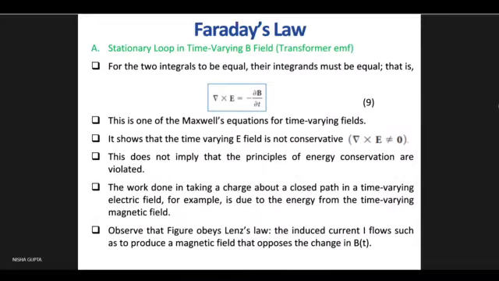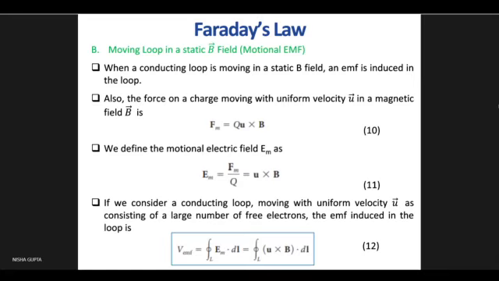So the next case is the moving loop. This we already did in the last class, so I'm just repeating, giving you a brief in continuation of what we did in the last class. The second condition was where the loop is moving and the field is static, and this is known as the motional EMF. Here we consider a conducting loop which is moving, and we have a static field B.